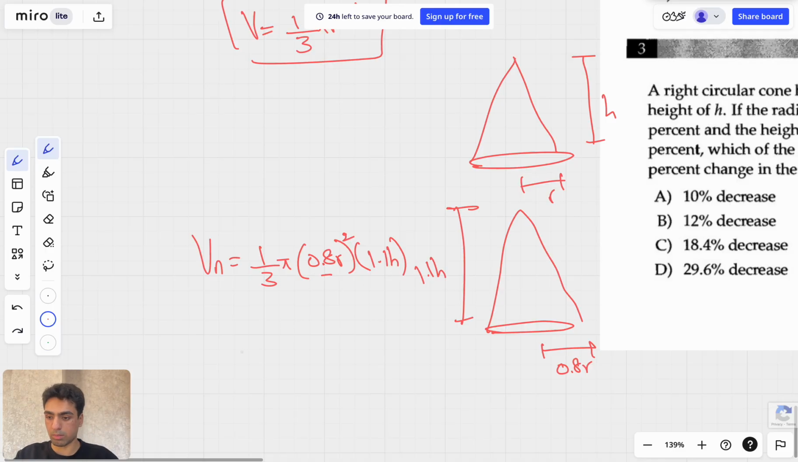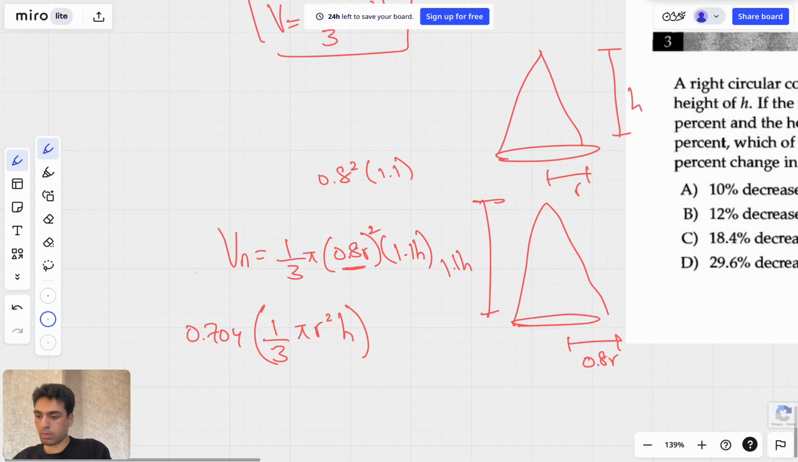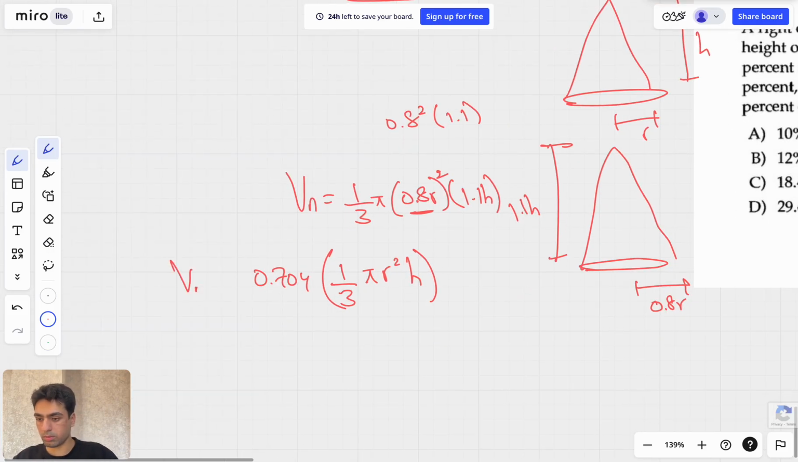Everything else remains the same. So I'll just write that for you. It's 1 over 3 pi r squared h. That stays the same, and this is what's new: 0.8 squared and 1.1. So we just have to multiply this. So 0.8 squared times 1.1 is going to be 0.704. So you can write this as 0.704 times the original. And that is going to be your new volume, right?